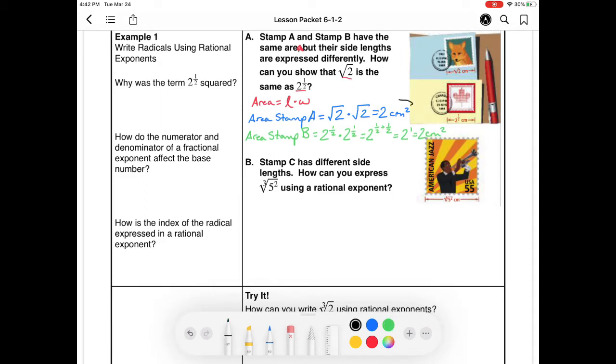So when we did our length and width of the square root of 2 and our length and width of 2 to the 1/2 power, we got the same area for both squares. So do you think from this we can conclude that the square root of 2 is equal to 2 to the 1/2 power?